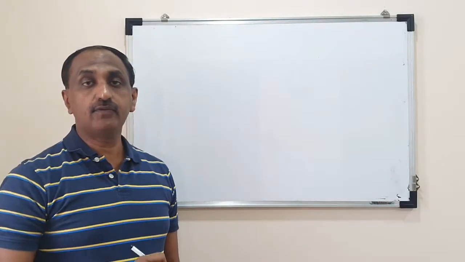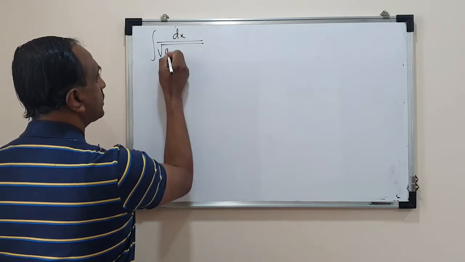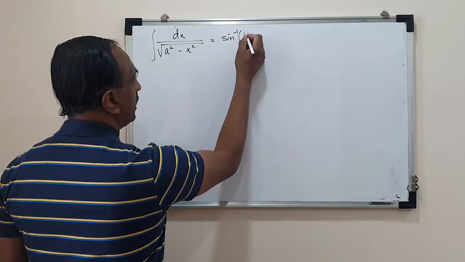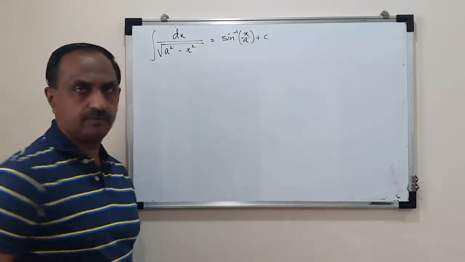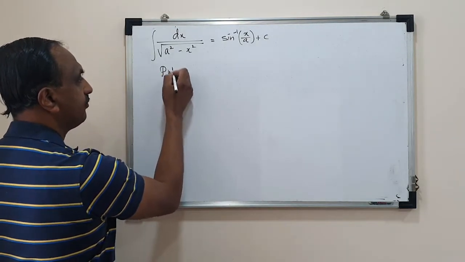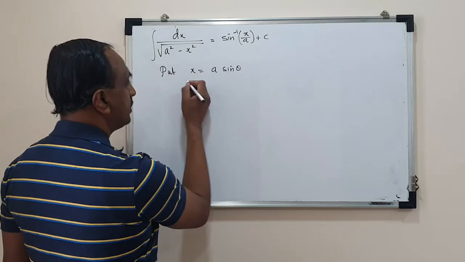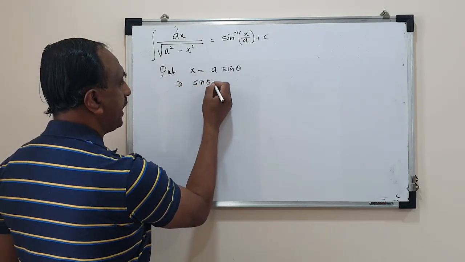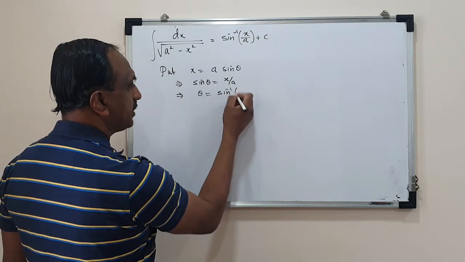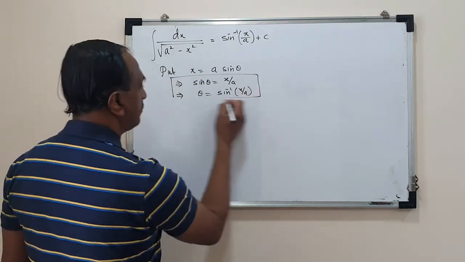Now we will take quadratics with the root. Let's check this formula, dx upon root of a square minus x square. The formula for this is sine inverse x by a plus c. The proof of this is done by the substitution method. Put x as a sine theta. Naturally theta has to be replaced back. So from this I can say sine theta is x by a and theta is sine inverse x by a. So in the last step, I'll be replacing theta by sine inverse x by a. For that purpose, I've written this.